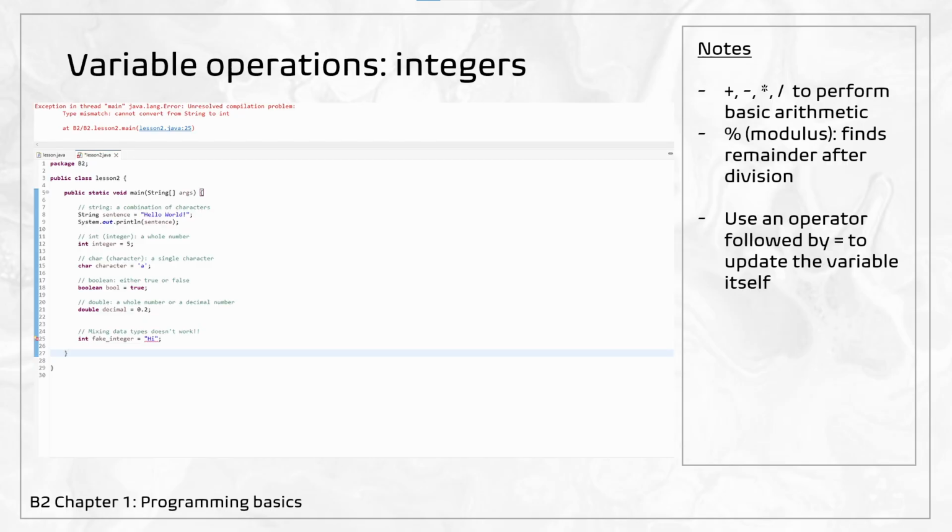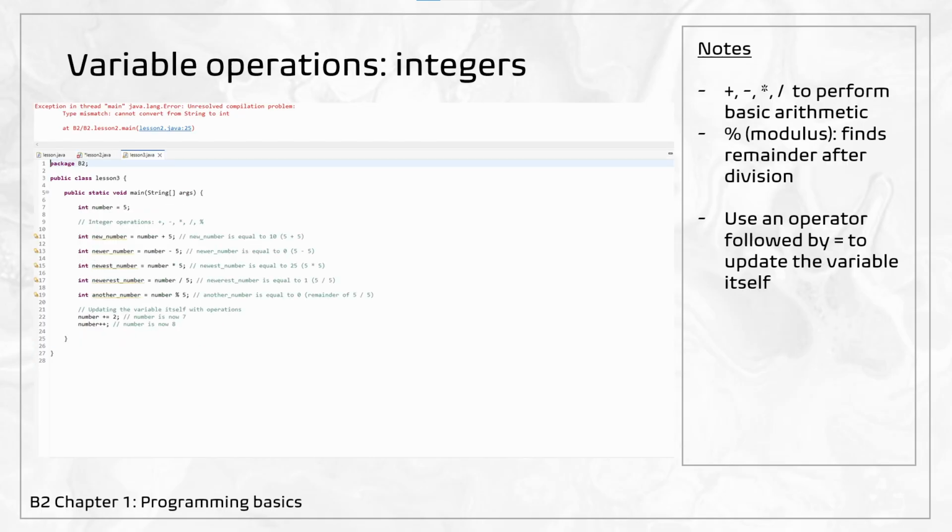Some data types let you perform operations on them. For example, if you have an int stored in a variable, so here we have 5 stored in the variable number, you can then add, subtract, multiply, or divide the value stored inside with another value. So here, we're adding 5, subtracting 5, multiplying 5, and dividing by 5. You can also use the % symbol to find the remainder after division. So now, this variable will take the value 10, this variable will take the value 0, this will take the value 25, this will take the value 1, and this will take the value 0 because 5 divided by 5, and the remainder is 0.